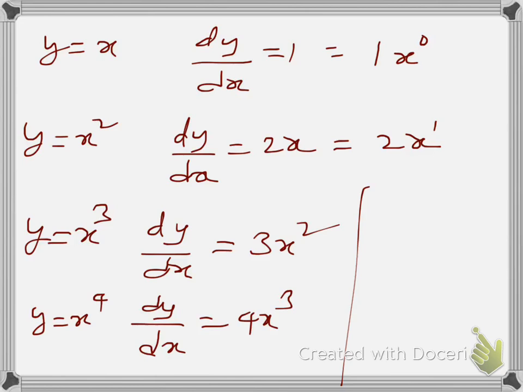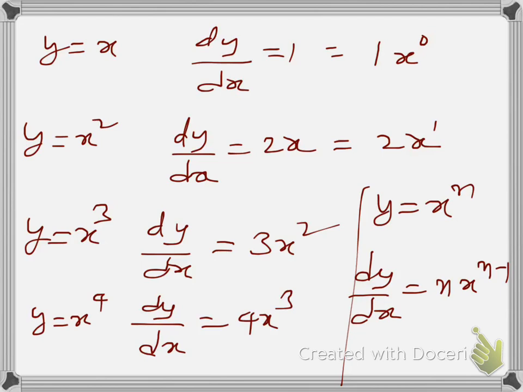So I can generalize: when y is x power n, n being a natural number, dy by dx is n x power n minus 1. In fact, this formula is applicable for all powers of n which are rational. Any rational power of x. That means if n is a rational number, this works. I am not going to give the proofs and all. You will learn in mathematics. So when n is rational, it works.